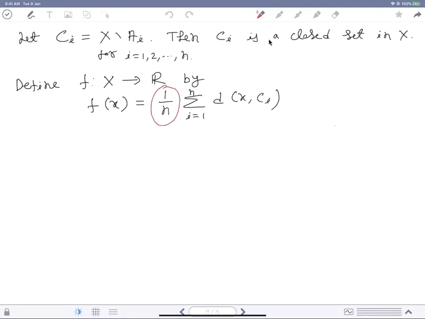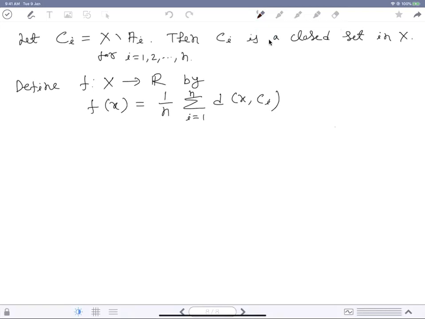There is no speciality of dividing by 1 by n. If you define f of x equal to only the summation of this, then also it will work. You have to do just a different manipulation later. Anyway, I will come to this portion later. For the time being, we can assume that f of x equals 1 by n summation of this. First we prove this lemma, and then I shall show you there is no importance of 1 by n. You can skip this 1 by n as well. Fine.